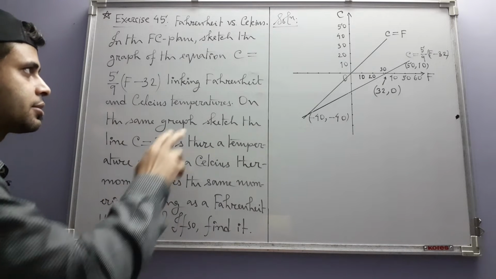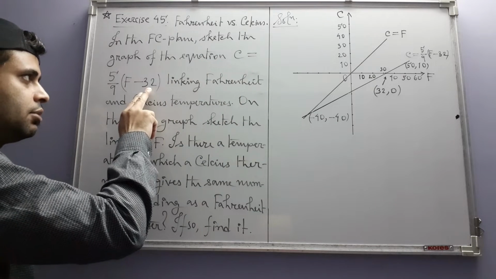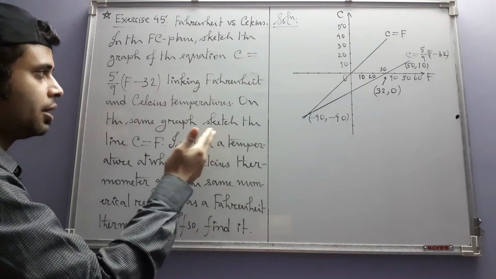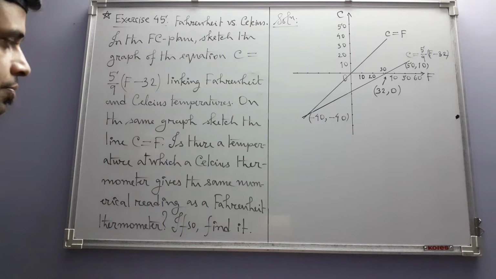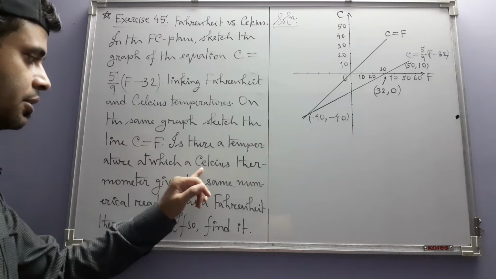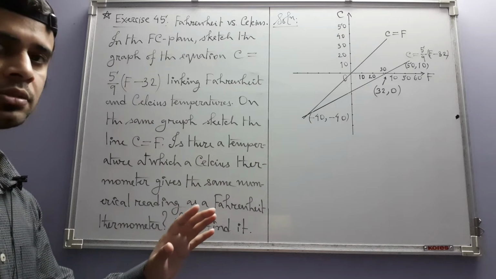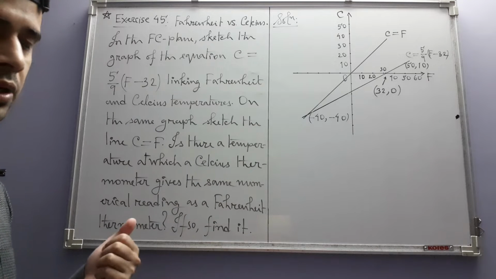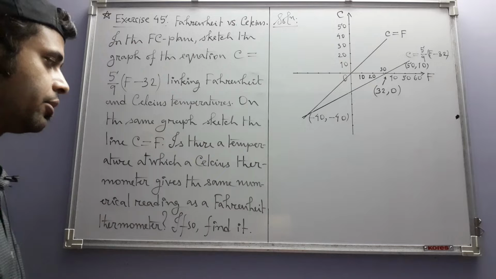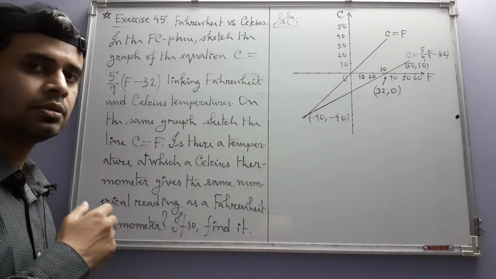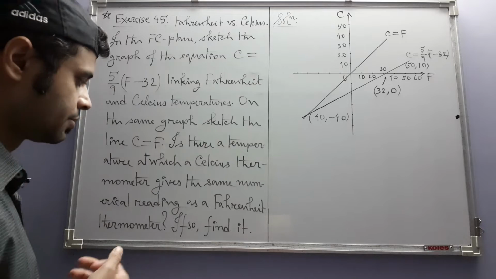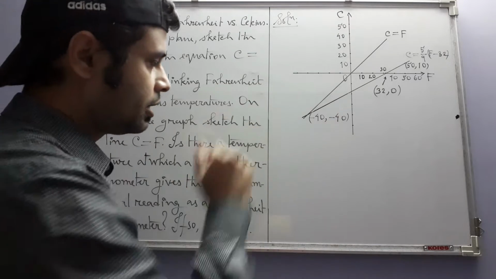Now we have been asked to draw the graph of this equation in the FC plane as well as the graph of the equation C equal to F, and we have to decide whether these two graphs intersect at some point, so that at that point the Celsius and Fahrenheit temperatures of the object will be the same numerically. So here are the graphs.